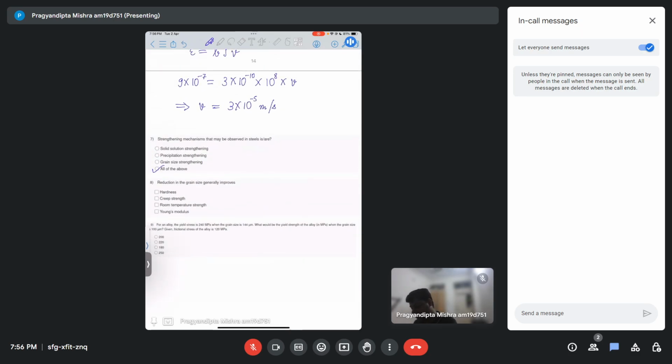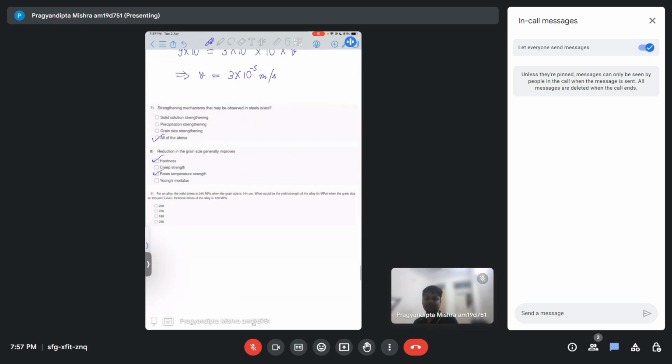The reduction in grain size generally improves what? It will definitely improve the hardness, right? Creep strength, no, that is not related to grain size. Room temperature strength will be improved, of course. Young's modulus, again, is related to the material, not grain size, so that will not be improved. Okay, next again we have a problem.